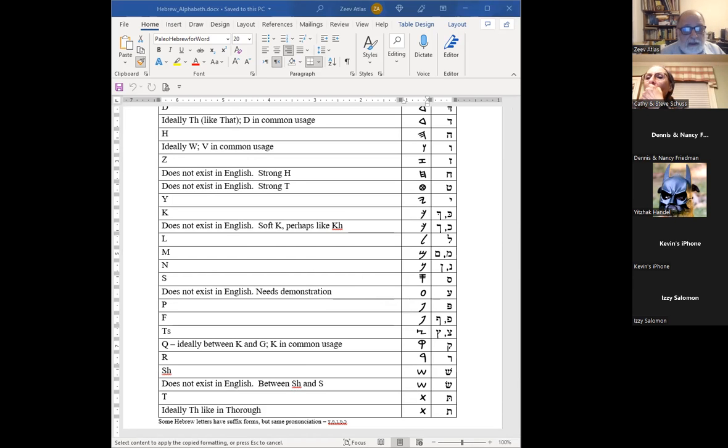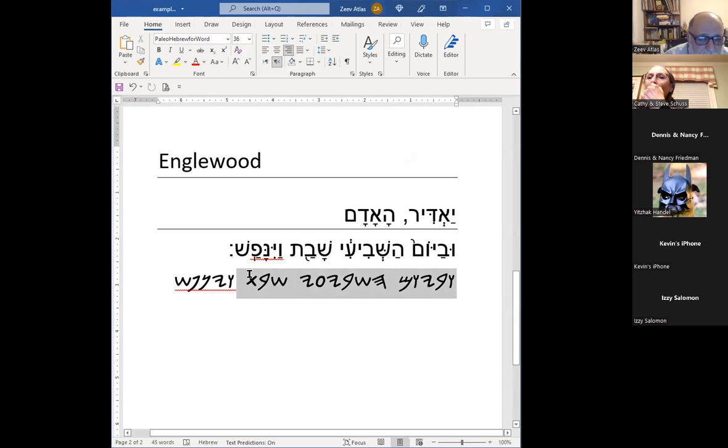So this would say, Uvayom HaShevi'i Shavat Vayinafash. And I did add the Yud in the end and the Yud in the middle, even though in old inscriptions you may not find them.